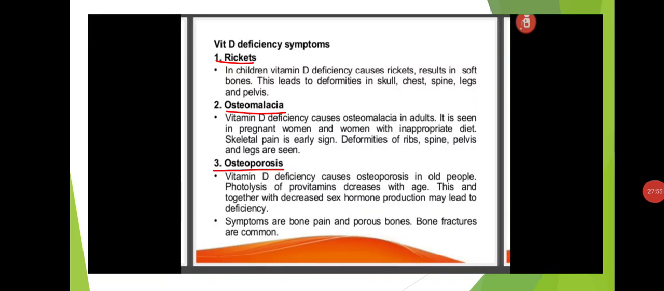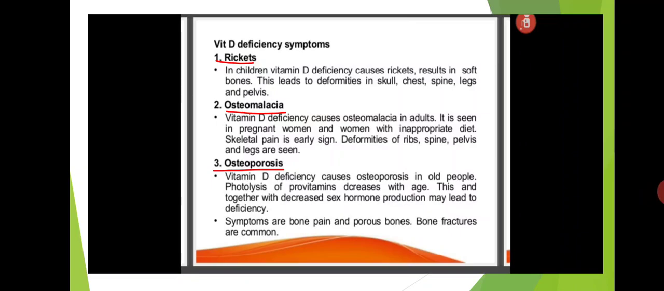Vitamin D deficiency symptoms are rickets. Okay, in children vitamin D deficiency causes rickets. The result is soft bones. And osteomalacia: vitamin D deficiency causes osteomalacia in adults.